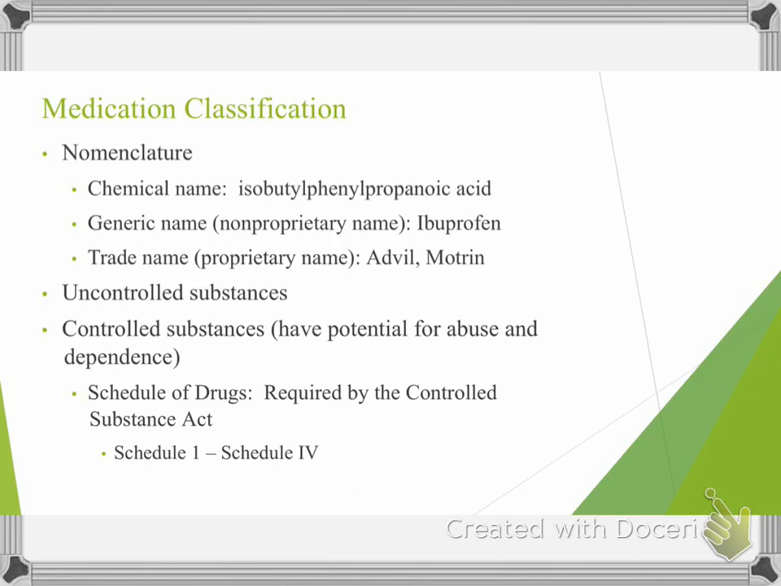Class 3 is a moderate to low potential for physical or psychological dependence. And a Class 4 has a low potential for abuse and low risk of dependence. So, and actually there is a Class 5, lower potential for abuse than the 4 drugs, will contain limited quantities of narcotics in them.